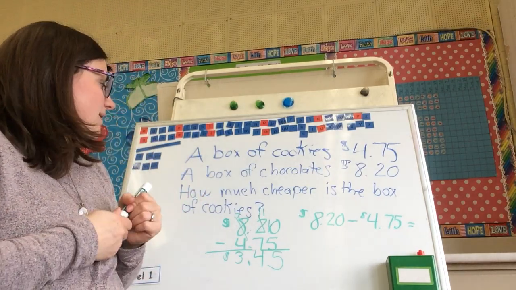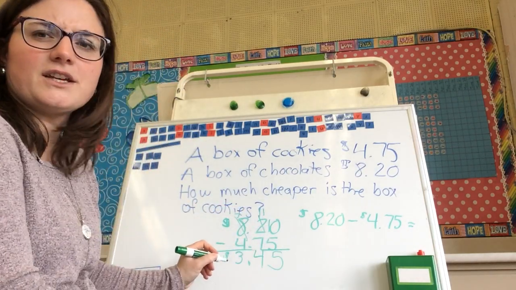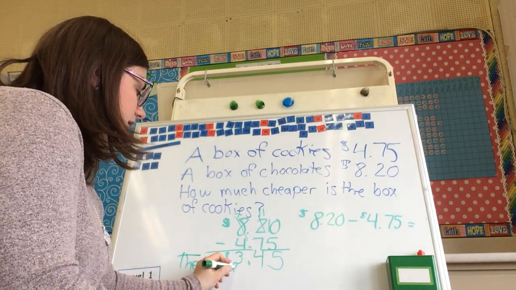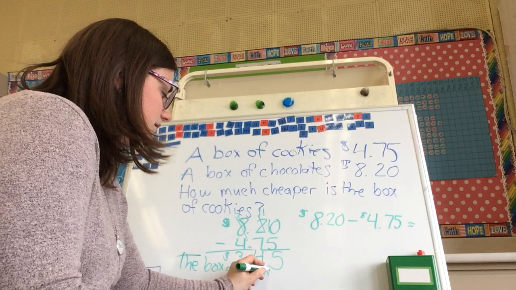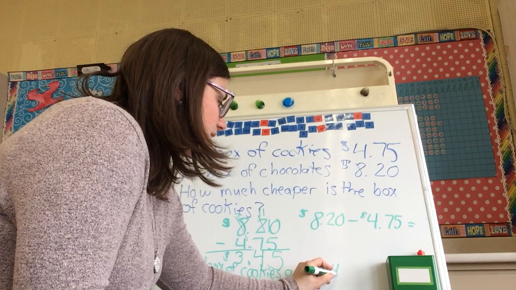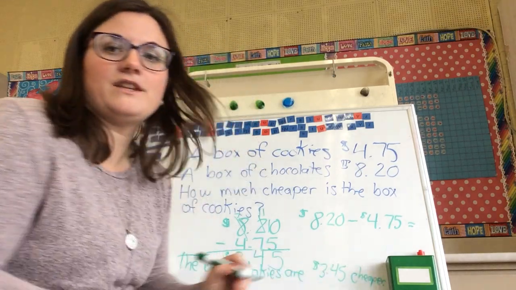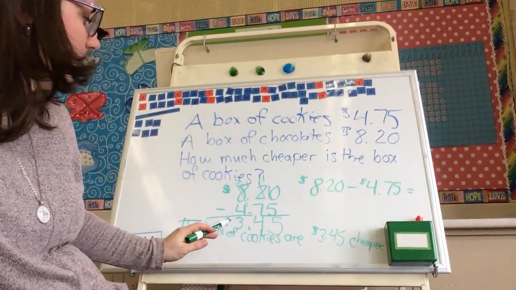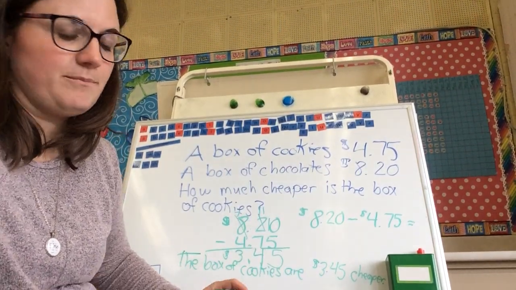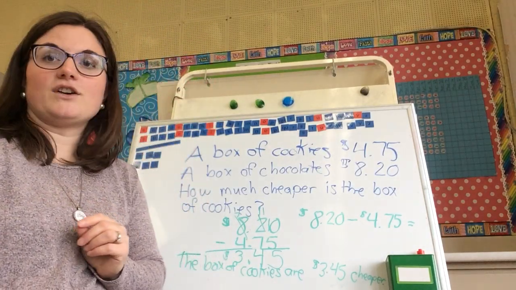How much cheaper is the box of cookies? I don't know if you can see down at the bottom, the box of cookies are $3.45 cheaper. I'll move the camera there if you can't quite see. Okay? So the box of cookies are $3.45 cheaper. The box of cookies. Okay?